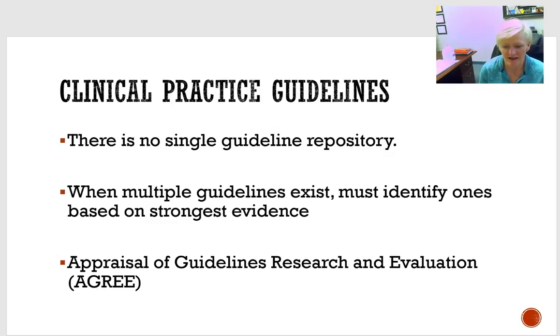The Appraisal of Guidelines for Research and Evaluation is just one instrument that a lot of people use to look at clinical guidelines. It's kind of like a rubric like you would use in this class, but it's a rubric for looking at clinical practice guidelines and determining if they are strong evidence. There are multiple tools out there, but that's just one very popular one, and if you look in your book, there's a link to the website where you can look at it.